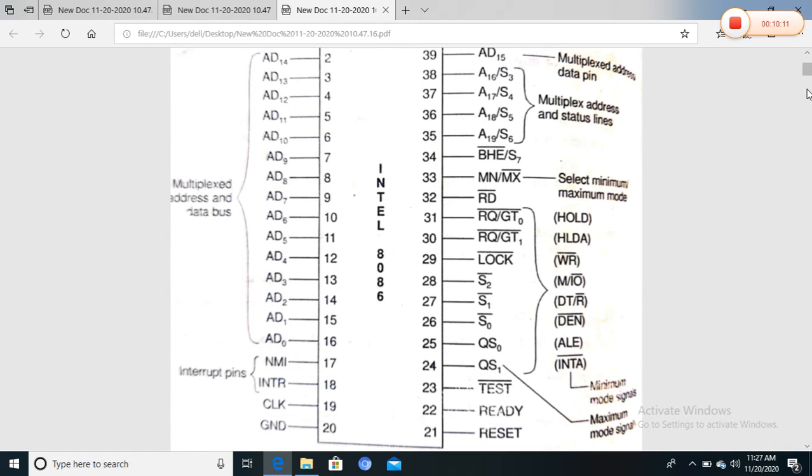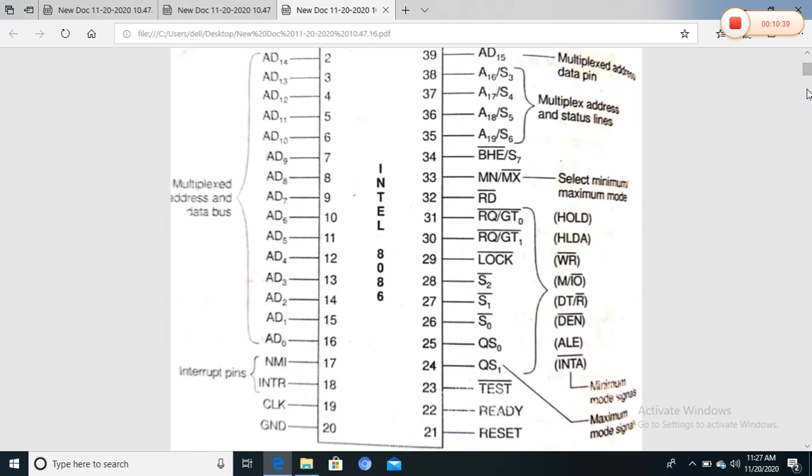From the status line S5, it gives the status of the interrupt flag. When an interrupt is generated in the processor, the interrupt flag status is given by the S5 status signal. These status lines give information about all the activity the processor is doing.